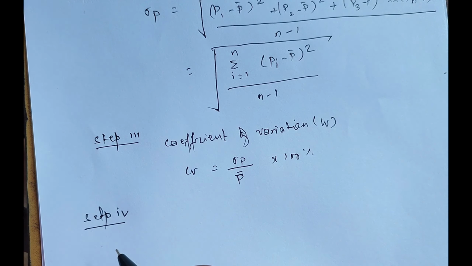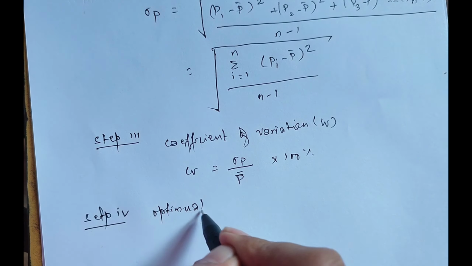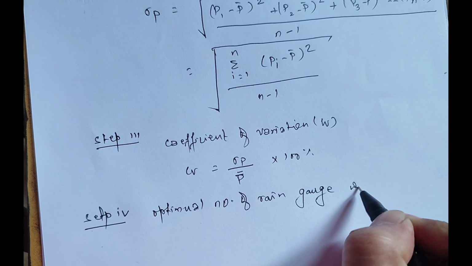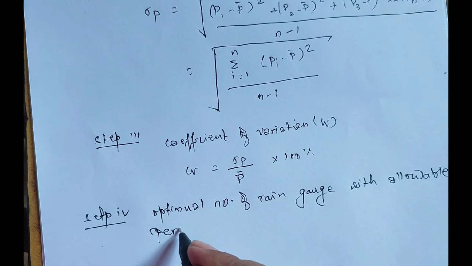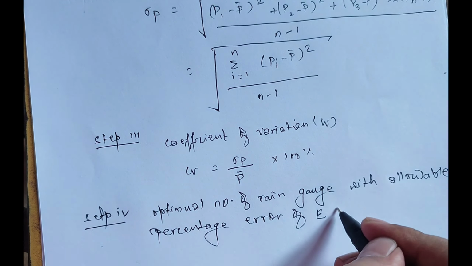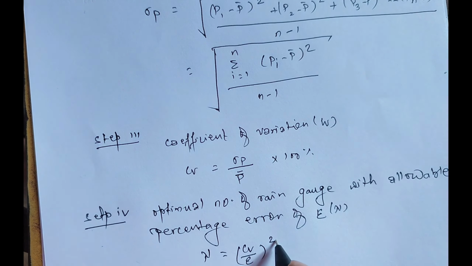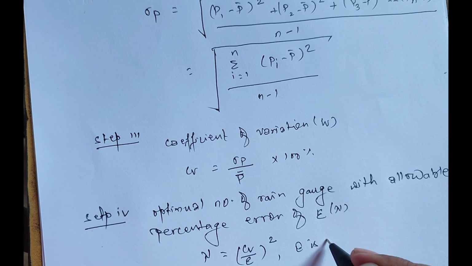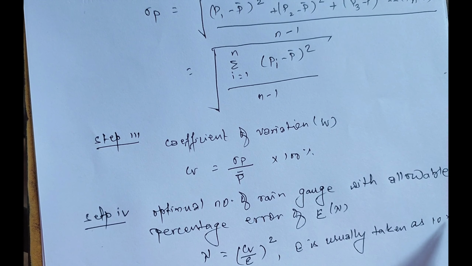Now the fourth step is calculation of the optimal number of rain gauges with allowable percentage error E, that is N. It can be calculated as N equals CV divided by the error E, whole square, where E is usually taken as 10%.